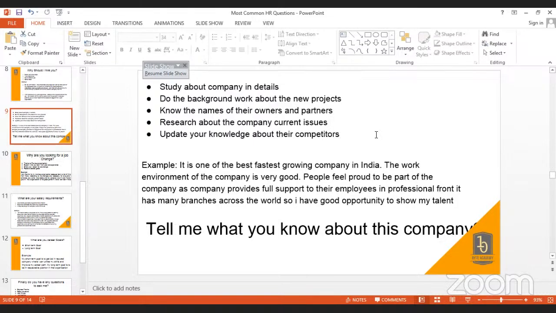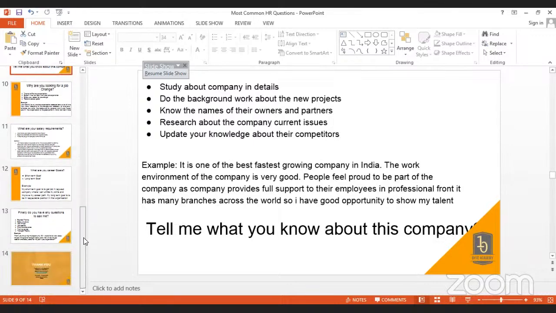For example, it is one of the best, fastest growing companies in India. The work environment of the company is very good. People feel proud to be part of the company, as the company provides full support to the employees on the professional front. It has many branches across the world, so I have a good opportunity to showcase my talent, right? So you can mention this as well. So moving on to the next question.